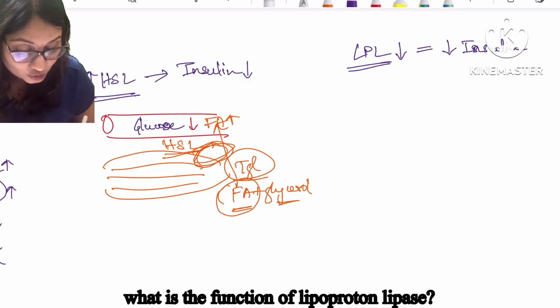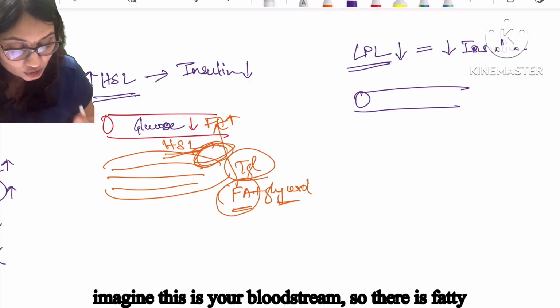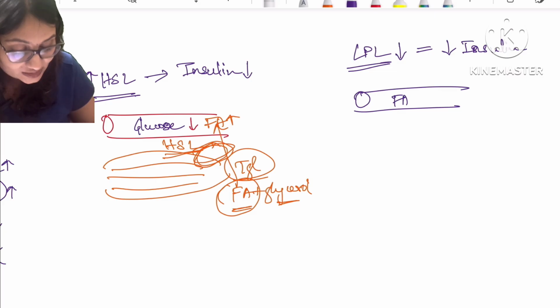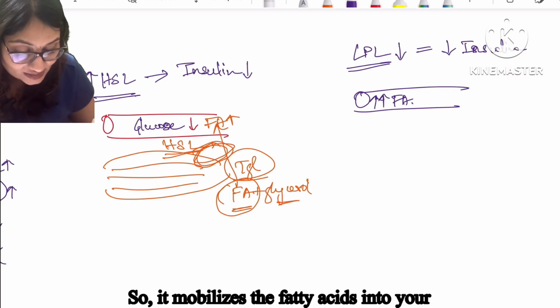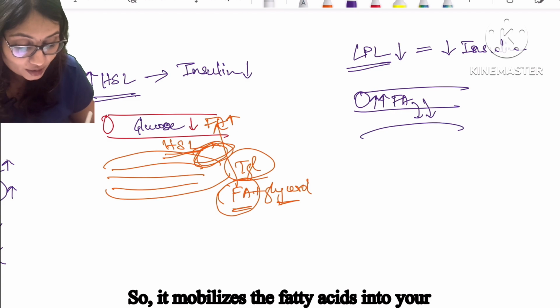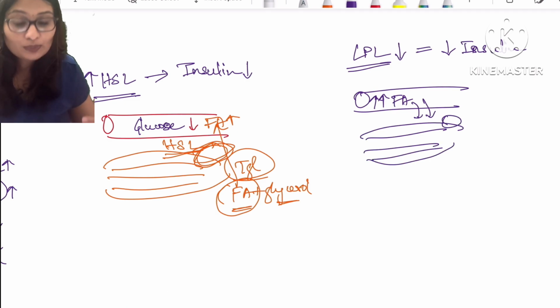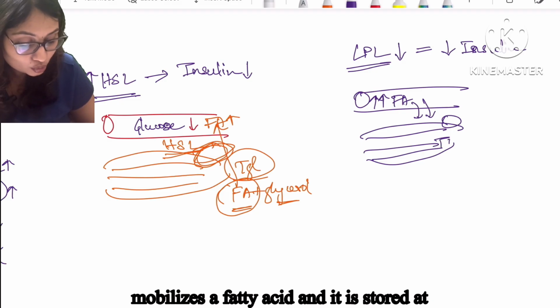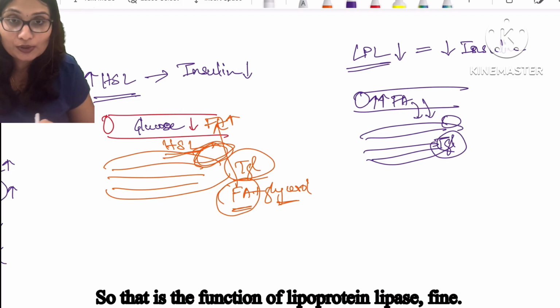And what is the function of lipoprotein lipase? Imagine this is your bloodstream. There is fatty acid in the blood, there is more fatty acid in the bloodstream. So it mobilizes the fatty acids into your muscles, adipose tissues, and heart muscles. It simply mobilizes the fatty acids and they are stored in the form of triglycerides. So that is the function of lipoprotein lipase.